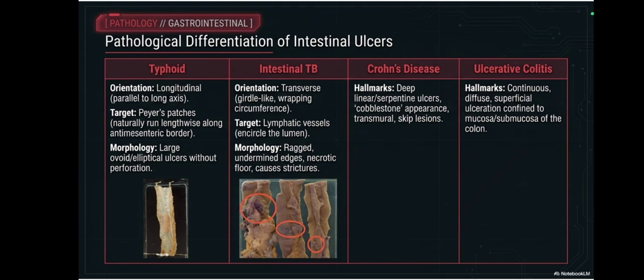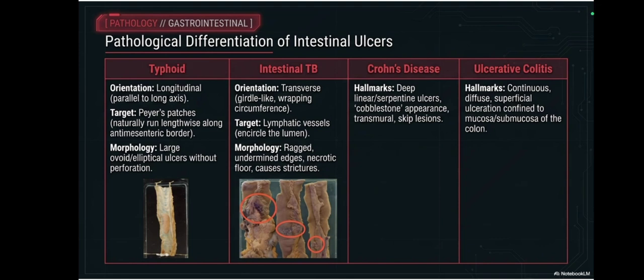Next topic is the identification of typhoid ulcers. A specimen showing large ovoid ulcers oriented along the long axis of the intestine. This is characteristic of typhoid, which targets Peyer's patches in the terminal ileum.